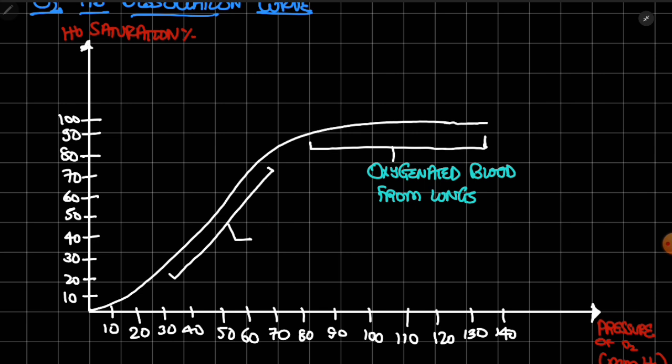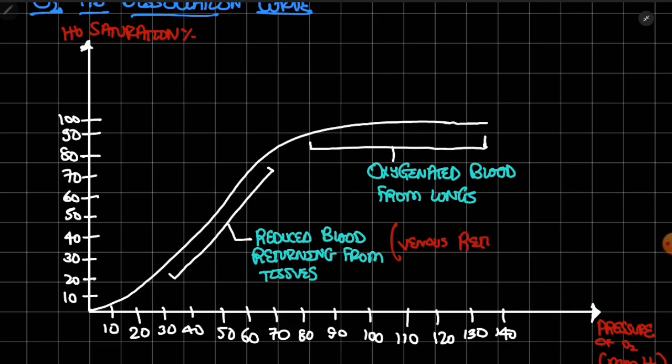So basically tell me a logic, from where do we get the blood which is less in oxygen? Obviously from the tissues. Basically we are talking about the venous return, the reduced blood returning from tissues, or I use the word venous return. I would like to mention venous return because it is the basic, core concept.